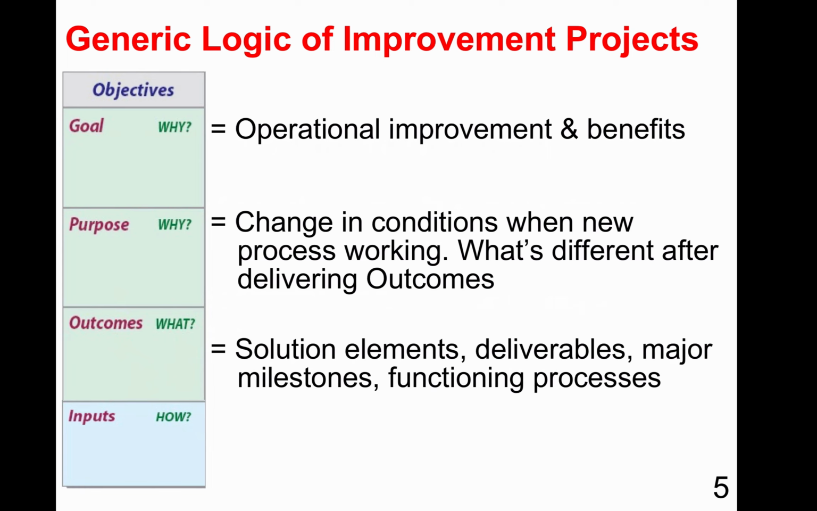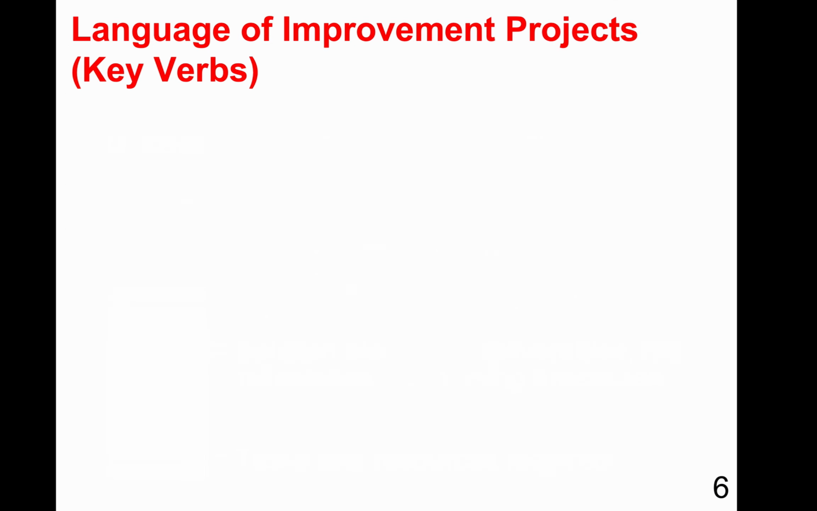Then we pop down to outcomes. Outcomes are things that we can control. They're deliverables, solution elements, functioning processes, and so forth. And in order to produce those, there are tasks and resources required. So the logic is, if we do these tasks and resources, we can produce a set of deliverables. If the set of deliverables will create a change of some sort in the nature of the process, and if that happens, it will contribute to a goal of some type of improvement. I've been involved in hundreds of improvement projects, and they all follow this basic logic.